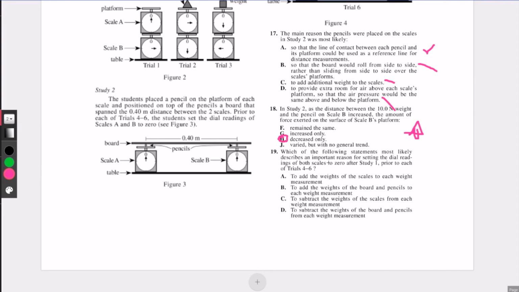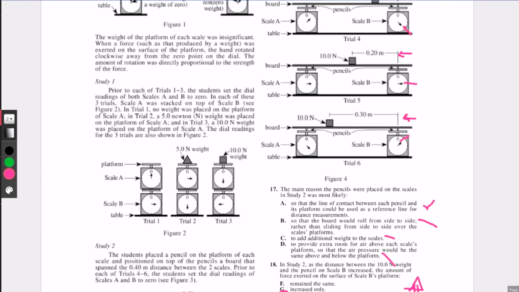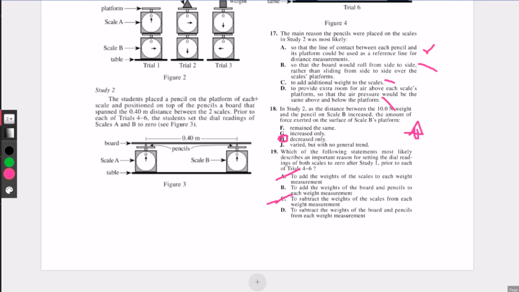So if you remember from before, we're actually considering the weight of the platform to be negligible, and we're not putting any scales on top of each other. So A and C are not going to be relevant, right? We're talking about the board and pencils. So if you look at this right now, we're seeing adding or subtracting the weight of the boards and pencils to each measurement. And because each measurement, if you look up here, doesn't account for the board and pencils, we're actually trying to get rid of it here. So if we count including the board and pencils as 0, we're effectively subtracting it from our weight. So let's go with D.